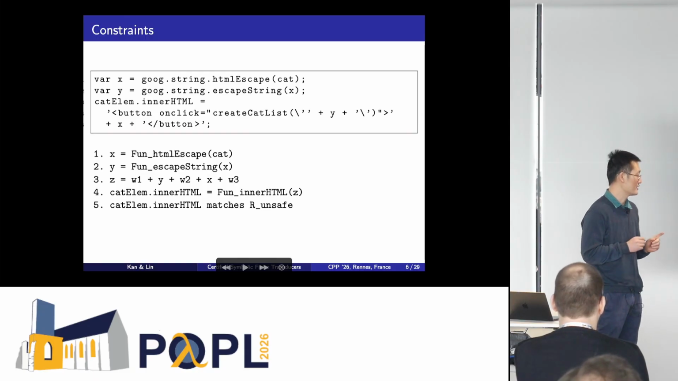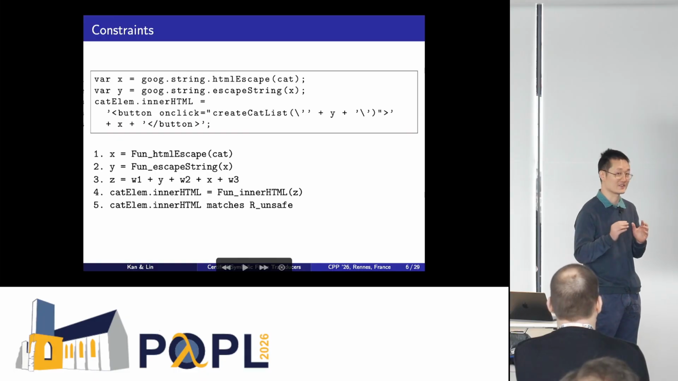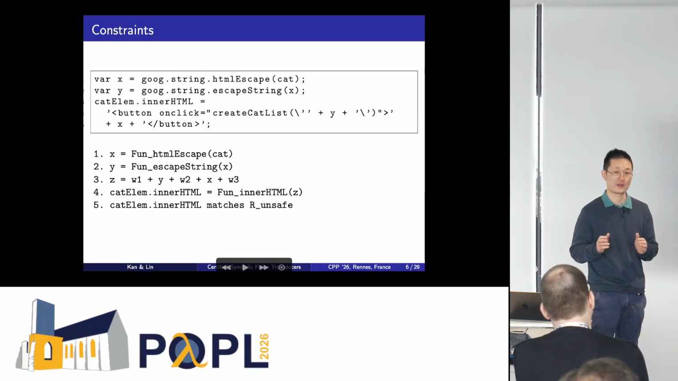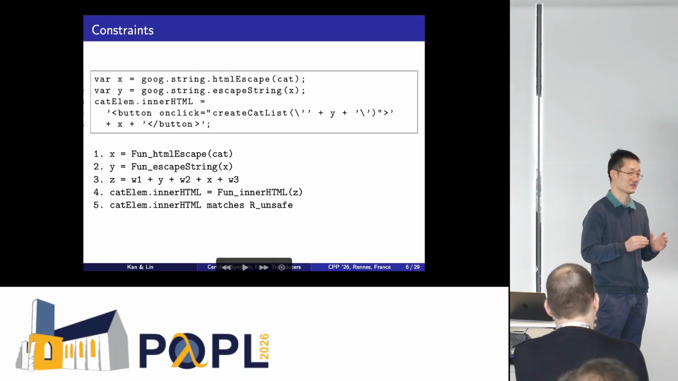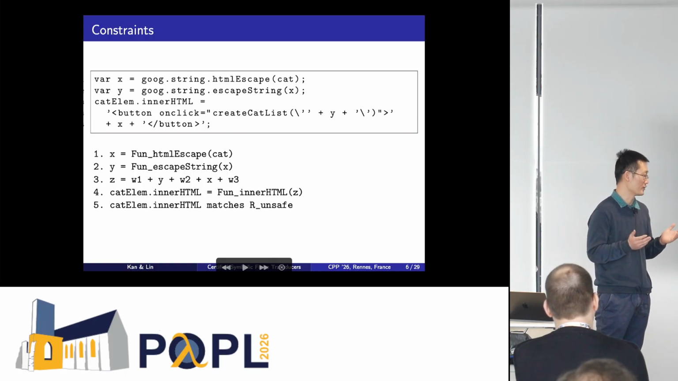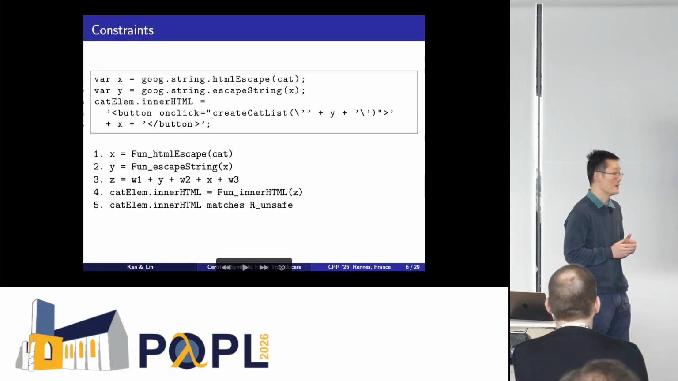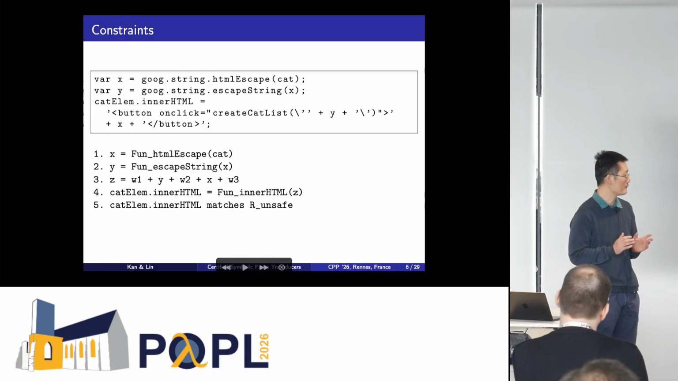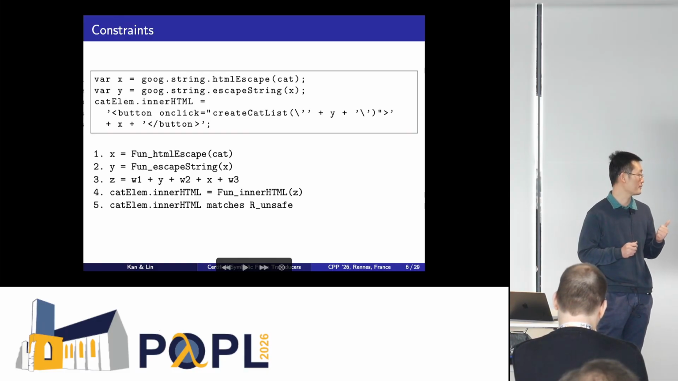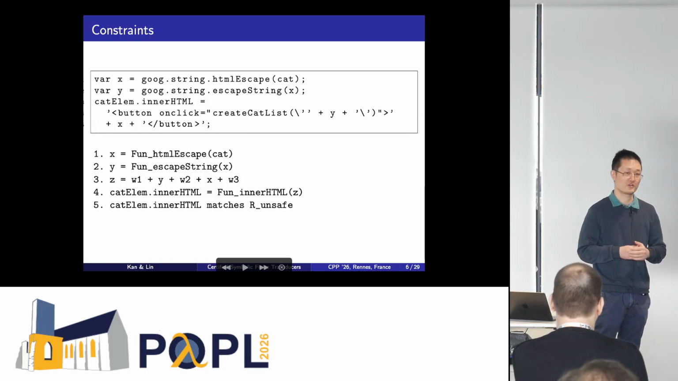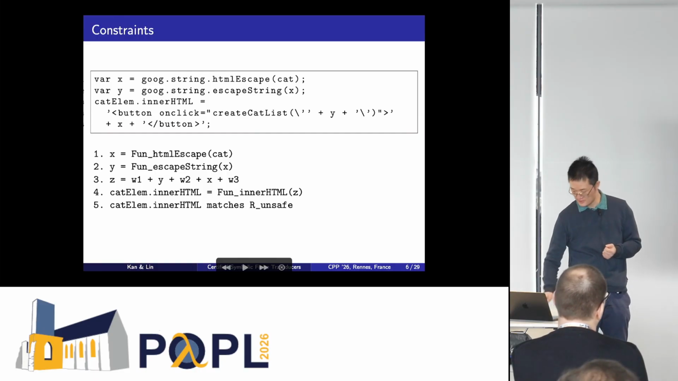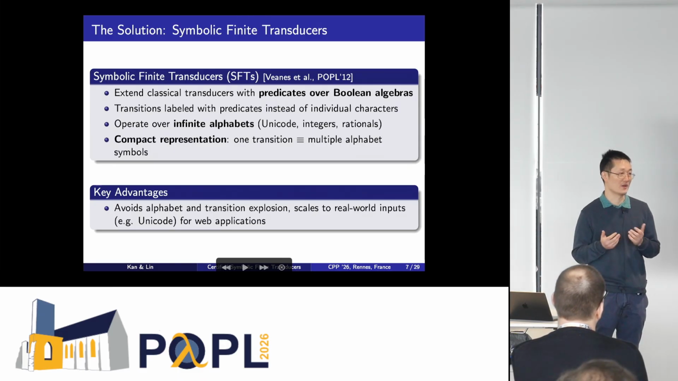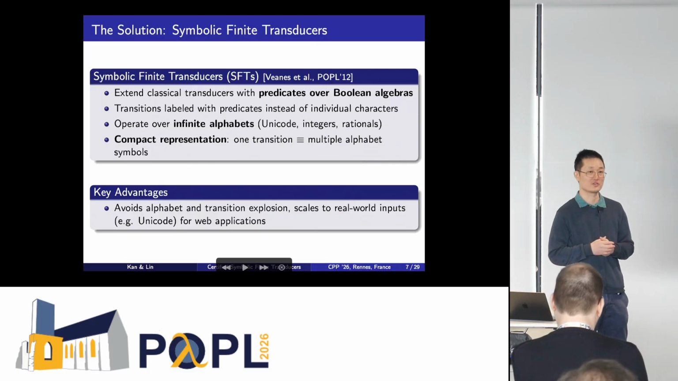But we need to check. The last line says whether it matches some unsafe strings. We can use regular expressions to express that this string is unsafe. So when we put it there, we can check whether it matches or not. If it matches, that means our code has some bugs. This is what we want. But the thing is, how can we model the semantics of these functions, HTML escape, escape string, innerHTML, and so on? We must have a mathematical model to model it and then verify it. So our solution is symbolic finite transducers.